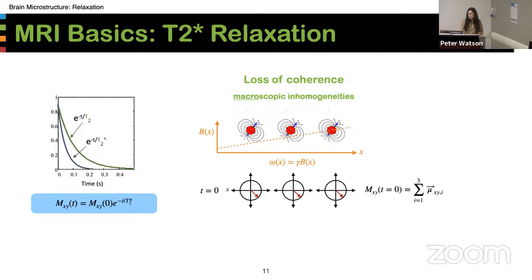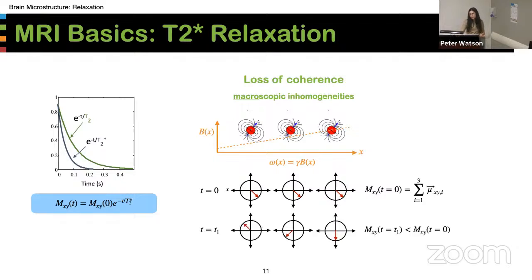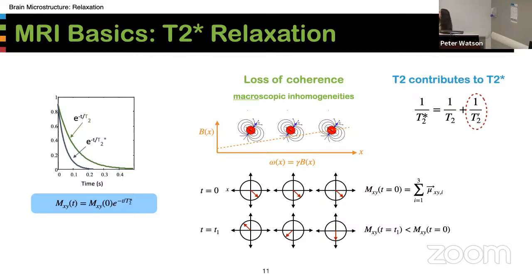So same thing as before. Initially, they're all pointing in the same direction. They're in perfect synchrony. Later on, they're going to accumulate different phase differences between them. So they're pointing in different directions. If we add up their net magnetic moments, we're going to get a net magnetization that is smaller than what it was before. So T2 star is caused by the effects of T2 plus the effects of macroscopic field inhomogeneities, the dephasing or loss of coherence caused by macroscopic field inhomogeneities. So that is this term here. This term here is due to this effect.